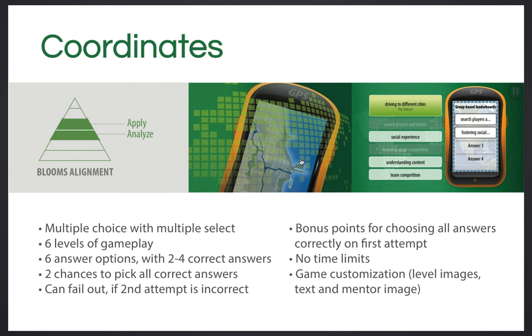The gameplay includes 6 levels of play, each level getting progressively harder, since you'll start with choosing 4 out of the 6 answer options in the beginning, and then towards the end you're only going to be able to select 2 from 6 options. The players, once again, will have 2 chances to select all of the correct answers for each question round, and if they fail to do that, they're going to fail out of the game.